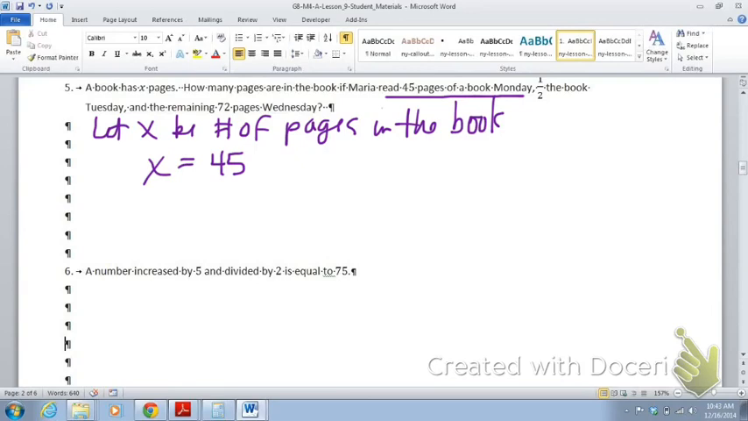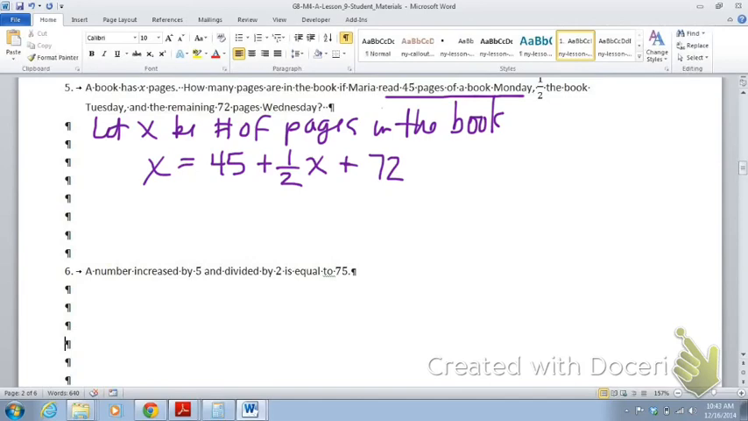And she read half the book. We know she read the whole book, so she read 1/2 of x, the total pages, on Tuesday, and then when she was done with that, there were another 72 pages remaining. So the 45 pages, the half of the book the second day, and then there were 72 remaining. So those number of pages should add up to the total pages of the book. Does that look good?